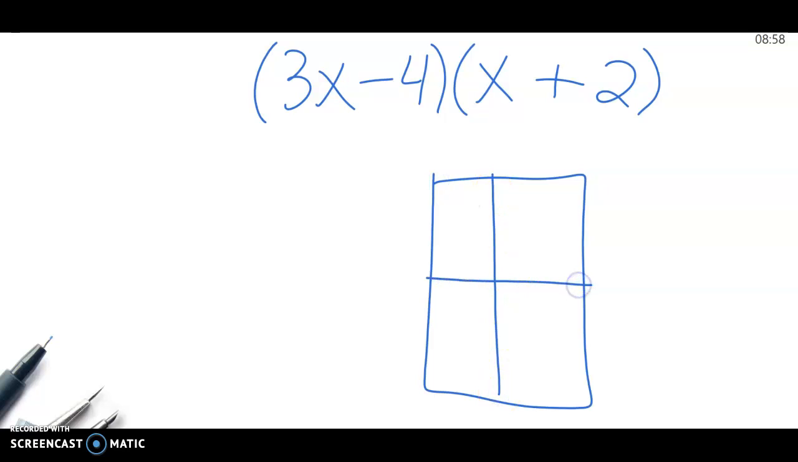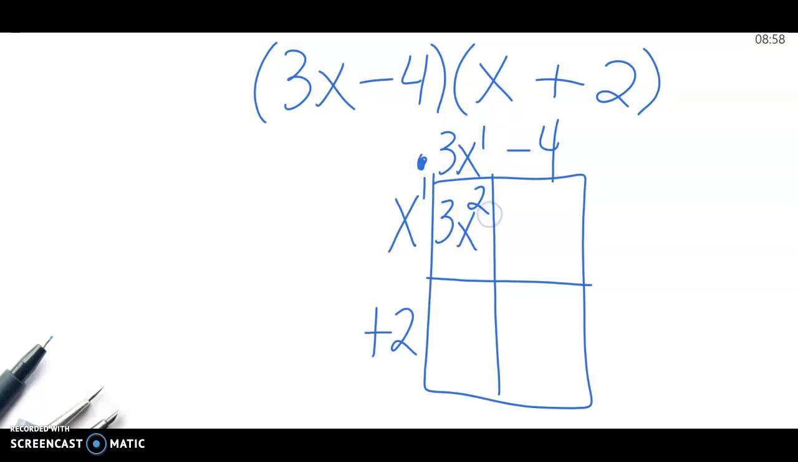So we want to think about putting these in the shape of a 4-square board so that we line up this term 3x vertically, and then we line up the minus 4. So we kind of break it up into its two parts. And then down the side, put the other one, the positive x, and then the positive 2, keeping the sign in front. And then multiply to make the answers that go inside of the boxes. So 3x times x, remember there's ones here, 3x squared. And then to get to this one here, we've got to do this times this. So negative 4 times x, negative 4x. And then continue to work in that fashion. 3x times 2, 6x, and negative 4 times 2, negative 8.